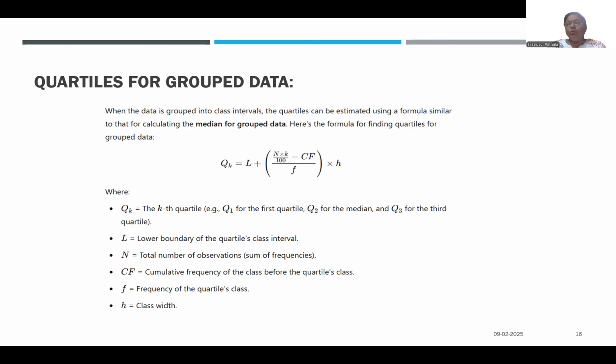As we did for the median, for quartiles also you need to calculate the cumulative frequency. Cumulative frequency is nothing but adding one value after the other. The first value remains the same as per the frequency, and you keep on adding the values until your data set ends. F is the frequency of the quartile class, and H is the width of the class, which is the difference between the interval limits.